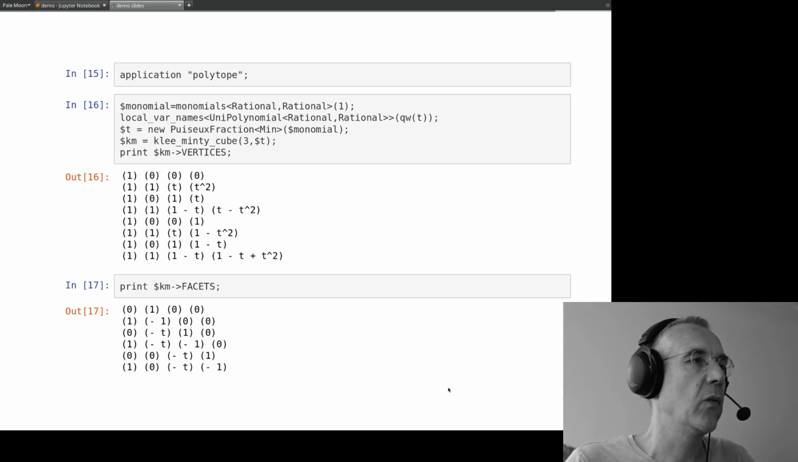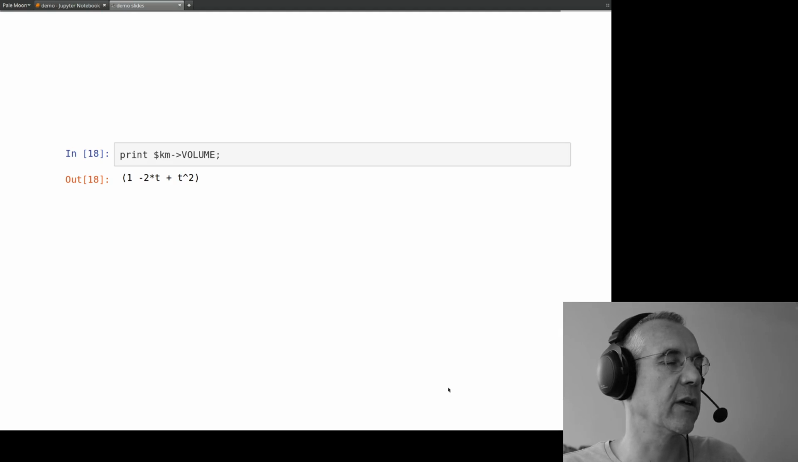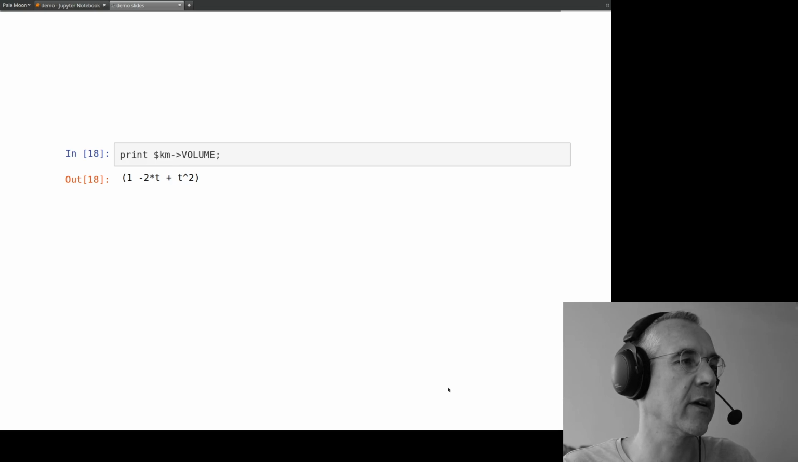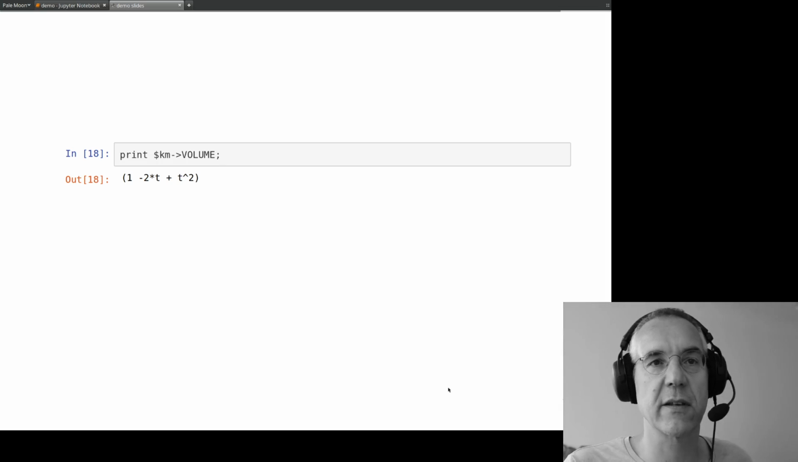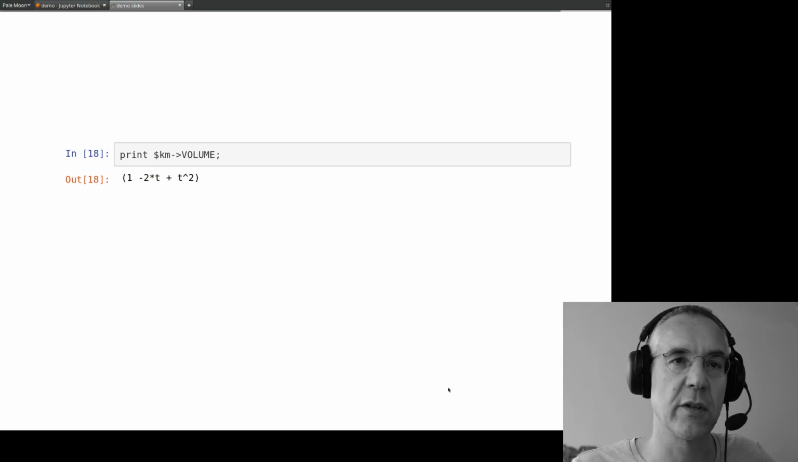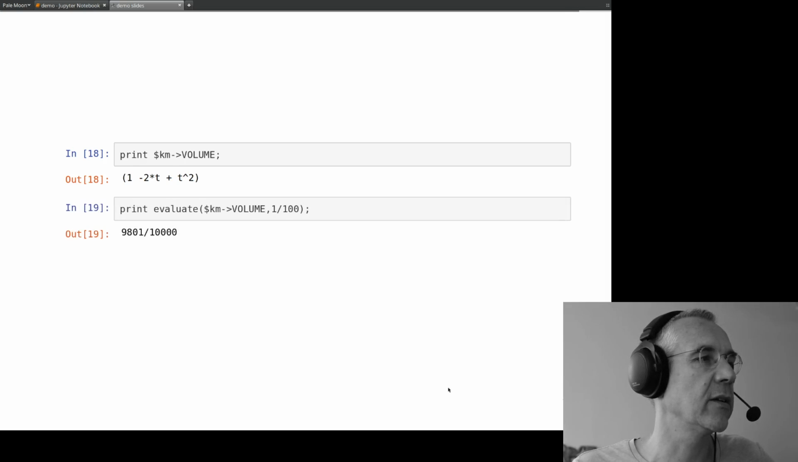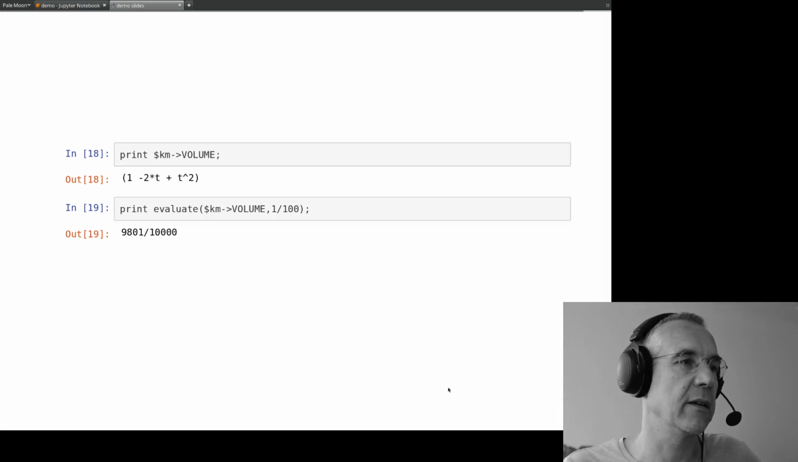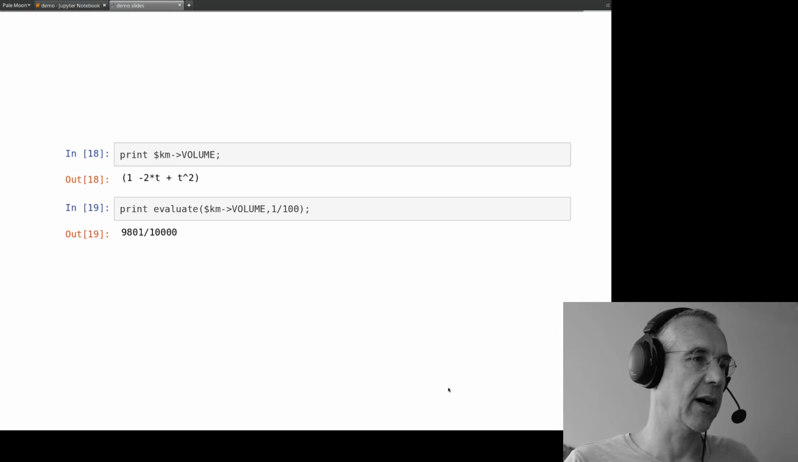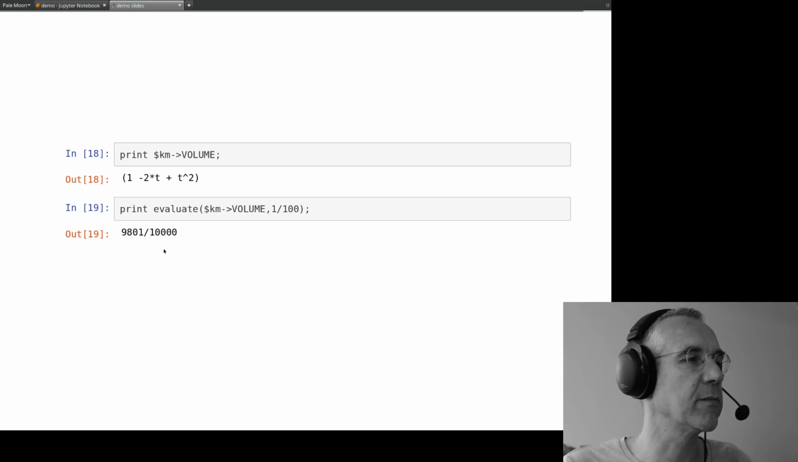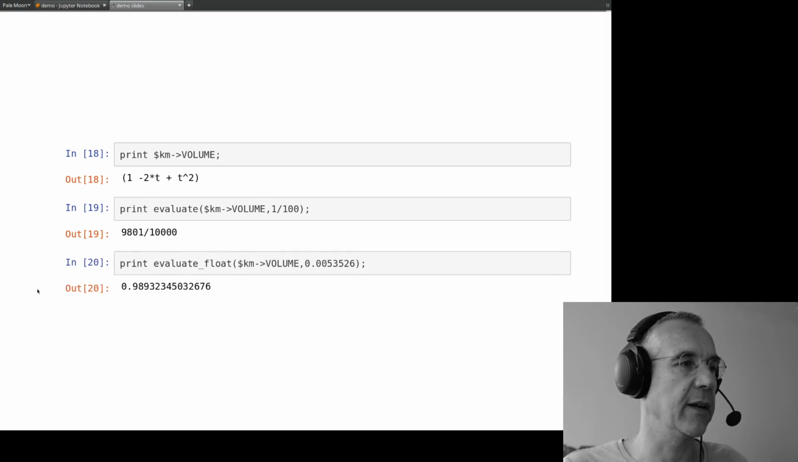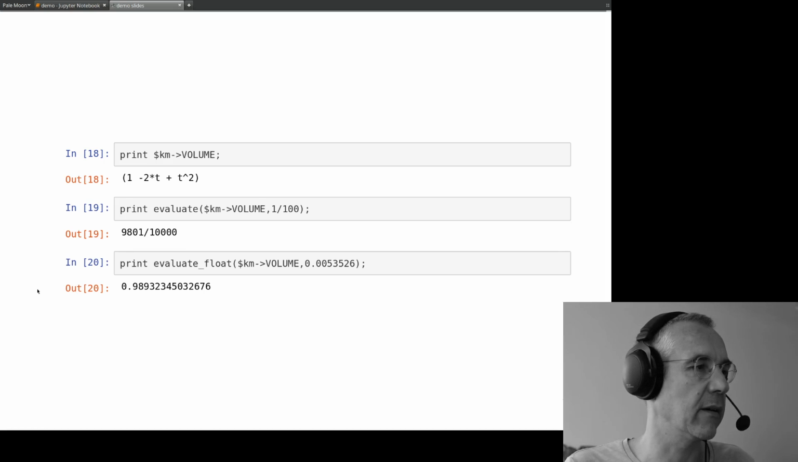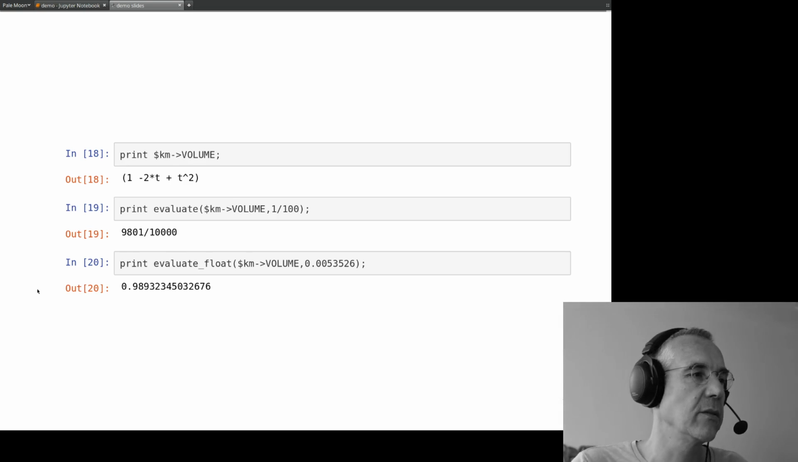So why is this useful? Well, now you can do something like this. You can compute the volume of this Klee-Minty cube as a function of this indeterminate t, right? This is one thing that you cannot do with traditional optimization software, for instance. Now you can evaluate this result in the rational numbers, setting t equal to 1/100, which gives you a volume which is strictly smaller but close to 1. And you can also do such an evaluation in floating point numbers, and then you get a volume in floats.